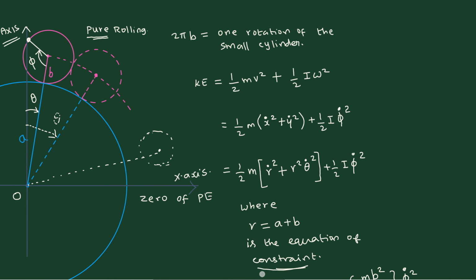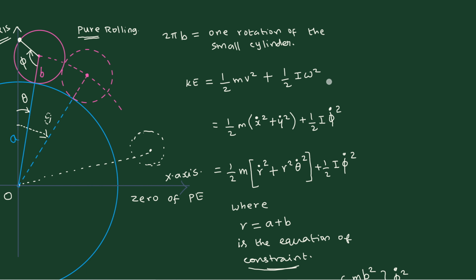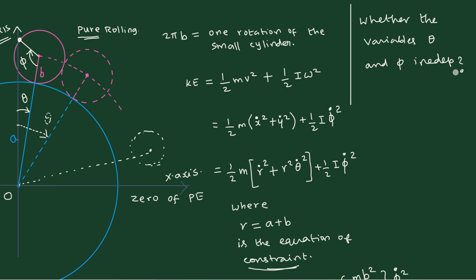Now there is a critical question. The question is whether the variables theta and phi are independent. This is an important question. If you say yes, the answer will go in one direction. If you say no, it will be completely different. Independent means theta should take whatever value is possible, that means between 0 and 2 pi. Theta is 0 to 2 pi, and phi is also 0 to 2 pi.